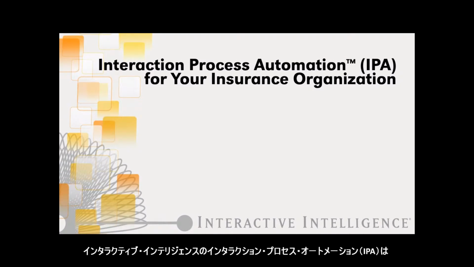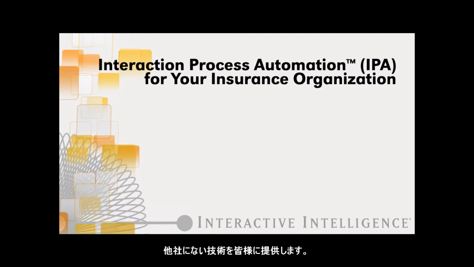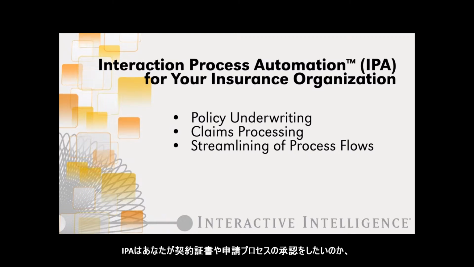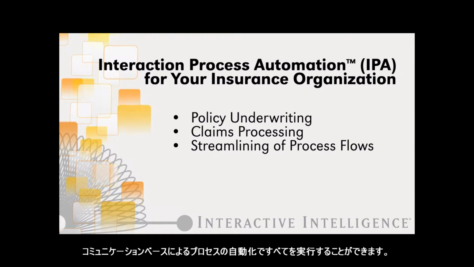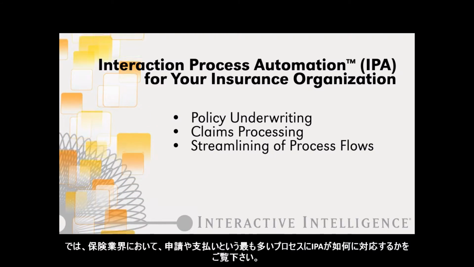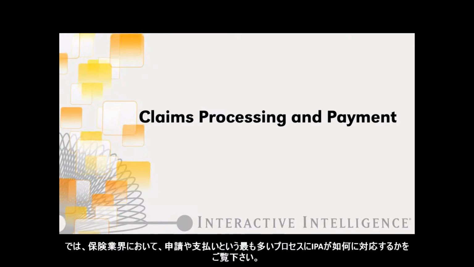Interaction process automation from Interactive Intelligence impacts your business like no other technology that you've ever added to your company. Whether you want to underwrite policies or process claims more efficiently, or simply streamline your process flows, it all starts with communications-based process automation. Let me show you how IPA can tackle one of the most common processes within the insurance industry: claim processing and payment.